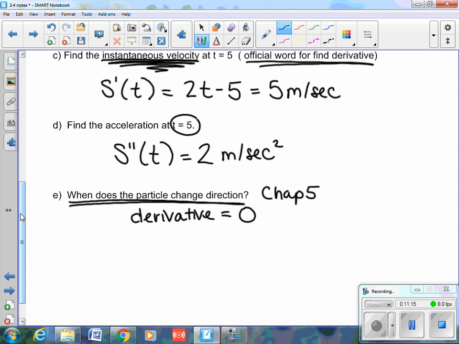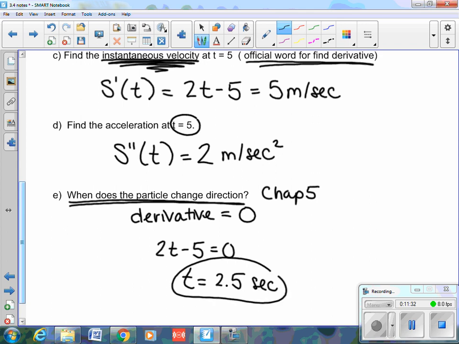What's the derivative? 2t minus 5. You're going to set it equal to 0. You're going to add 5. You're going to divide by 2. At t equals 5 halves, which is the same thing as 2.5. At exactly 2.5 seconds is when the particle changes direction. It's basically when your derivative changes from positive to negative at exactly 0, if anybody cares.